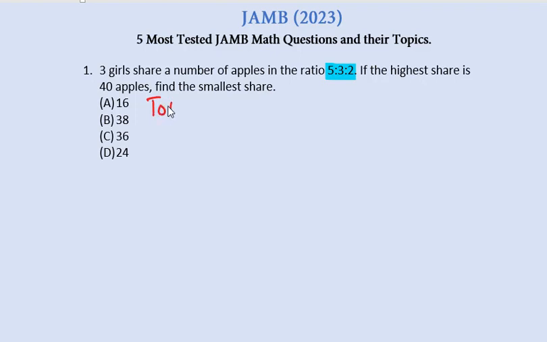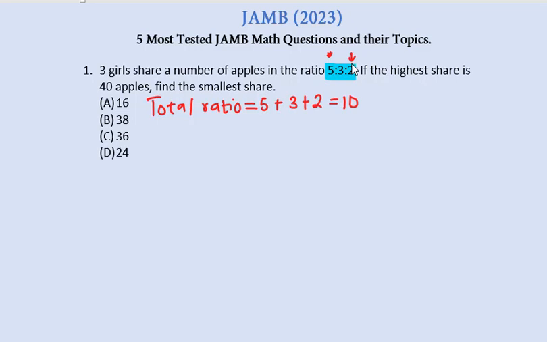So let's get our total ratio. Total ratio, the question is talking about the ratio here. So 5 plus 3 plus 2. Total ratio here becomes 10. So this is our total ratio. Okay, now they said if the highest share is 40 apples, from here, what's the highest share? The highest happens to be this, right? 5. Okay, find the smallest share, and the smallest share happens to be 2.